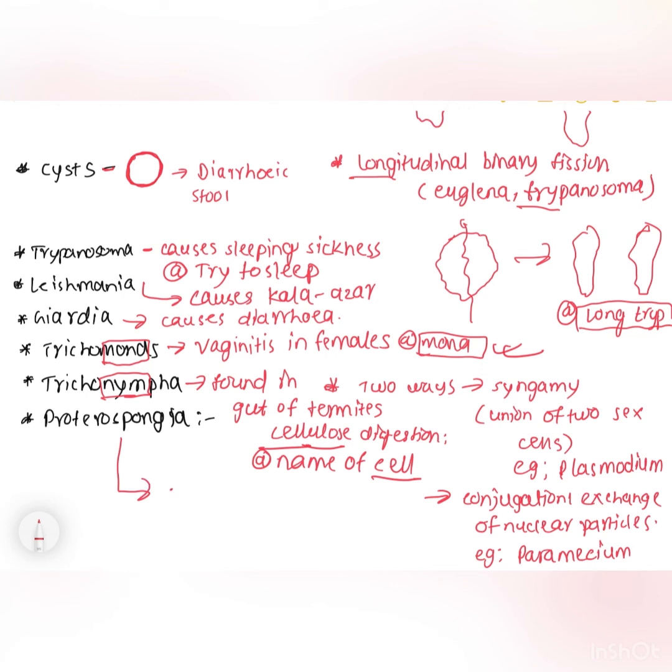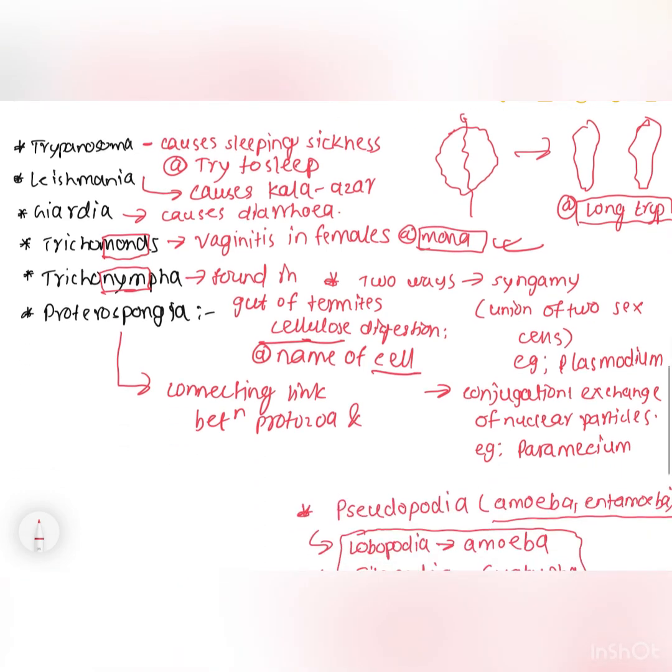Proterospongia is a connecting link between protozoa and sponges. You can relate it from the name, protozoa and sponges.